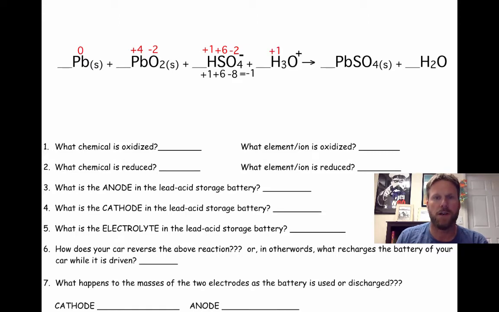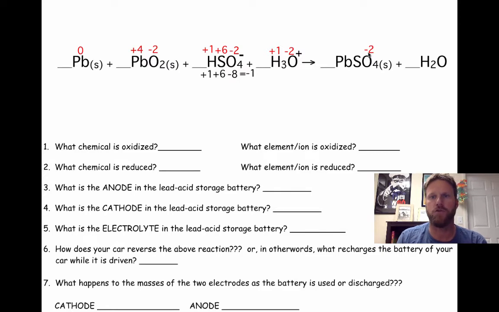H3O plus, hydrogen is +1. If we need to end up with a positive charge on the ion, then oxygen must be -2. 3 times a +1 would be a +3, and then plus a -2 would leave you with that positive charge on that ion. Next we can do lead sulfate.